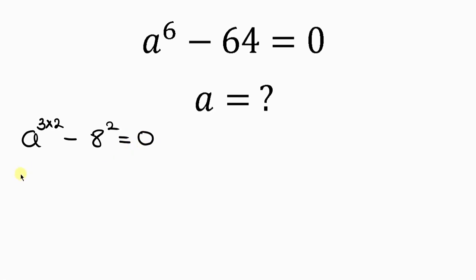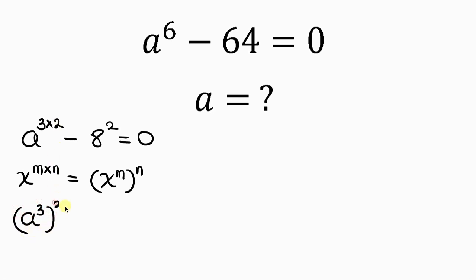Now, from indices, whenever I have, for example, x to the m times n, this can be written as x raised to the m, and this raised to the n. So we're going to be expressing this like this. So this expression now becomes a to the 3, then raised to the power of 2, minus 8 squared, and this is equal to 0.